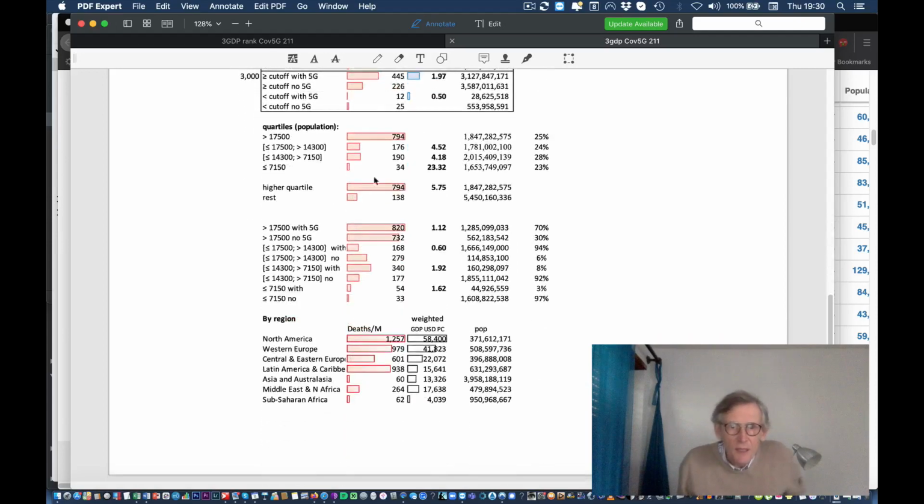Then I did the quartiles. I divided the population into 4 groups of the same population, around 1,700 million each, and we can compare the number of deaths per million in the higher quartile with the other quartiles. I did the same for 5G and no 5G, and also by region.